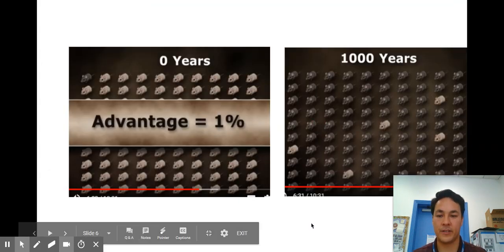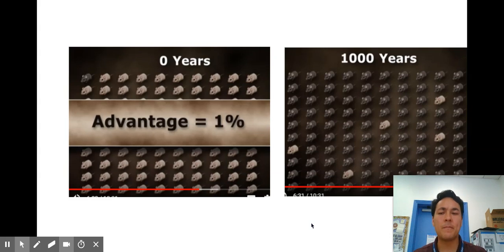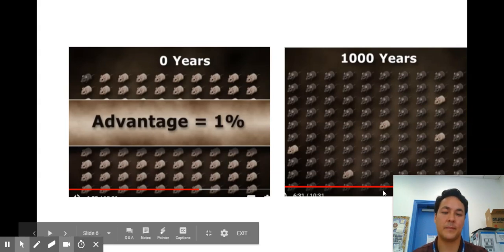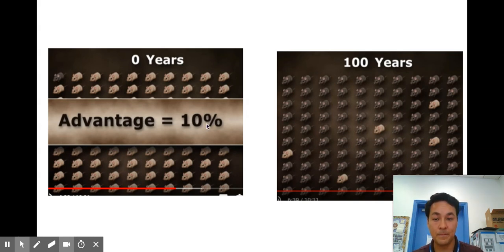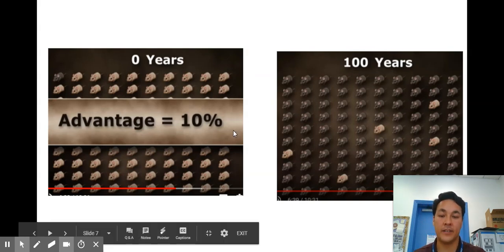Here's just a couple of screenshots from the movie. If you just have a 1% advantage to being dark, over 1,000 years, in those reproductive events, the mice are going to be mostly dark. Pretty intense. But look, if you speed it up to a 10% advantage, which I think you could definitely see, it happens in just 1/10 of the time. In just 100 years it does.